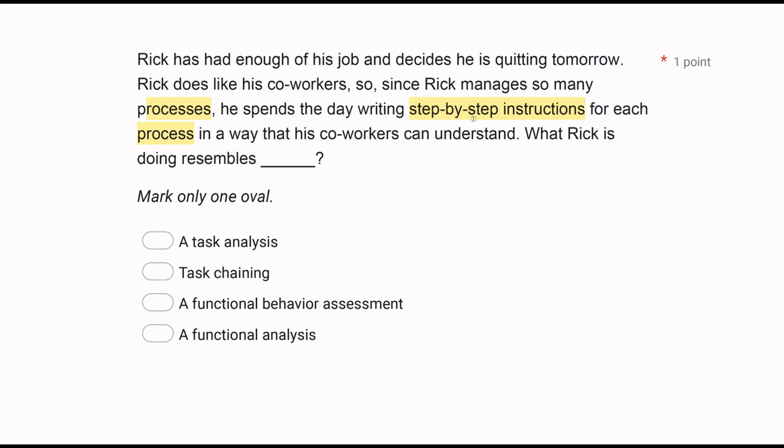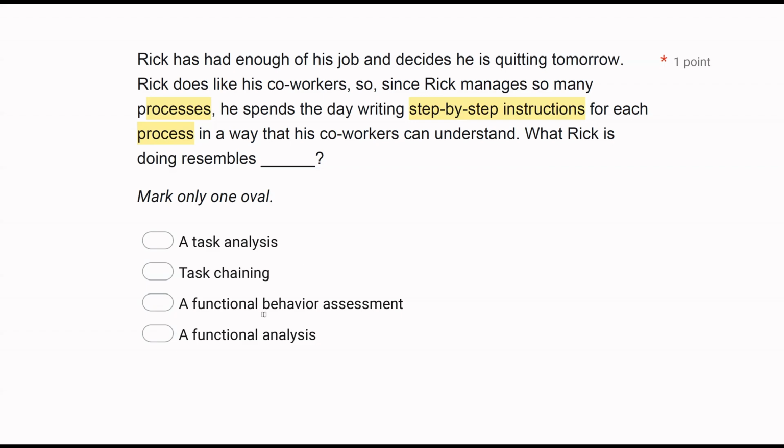to do that behavior. So if we look at B, task chaining, what's the difference between a task analysis and a task chain? With a task chain, we're actually teaching the task analysis. Rick isn't teaching that task analysis yet. He's just creating it. And so by spending the day writing step-by-step instructions, he's performing a task analysis. It's not a functional behavior assessment. Rick isn't assessing his coworkers, right? He's simply breaking down his processes step by step.